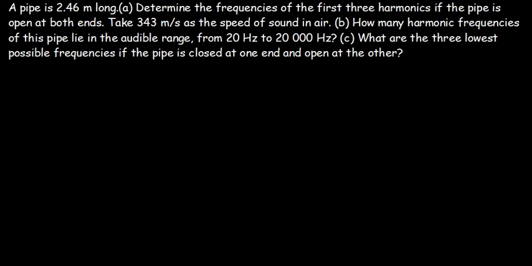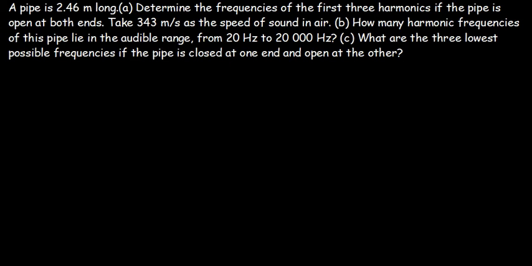So let's try to solve a few questions. The first question which I have is: a pipe is 2.46 meters long. Determine the frequencies of the first 3 harmonics if the pipe is open at both ends. Take the velocity as 343 meters per second as the speed of sound in air. Then part B: how many harmonic frequencies of this pipe lie in the audible range from 20 Hz to 20,000 Hz? Then part C is saying: what are the 3 lowest possible frequencies if the pipe is closed at one end and open at the other end?